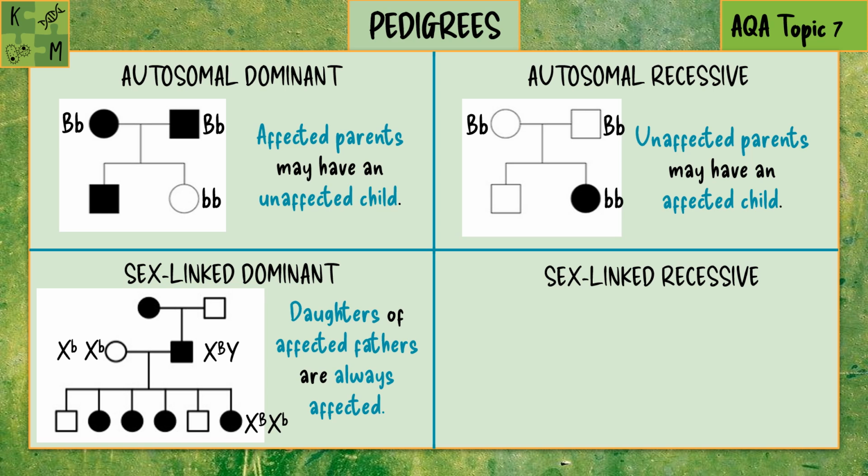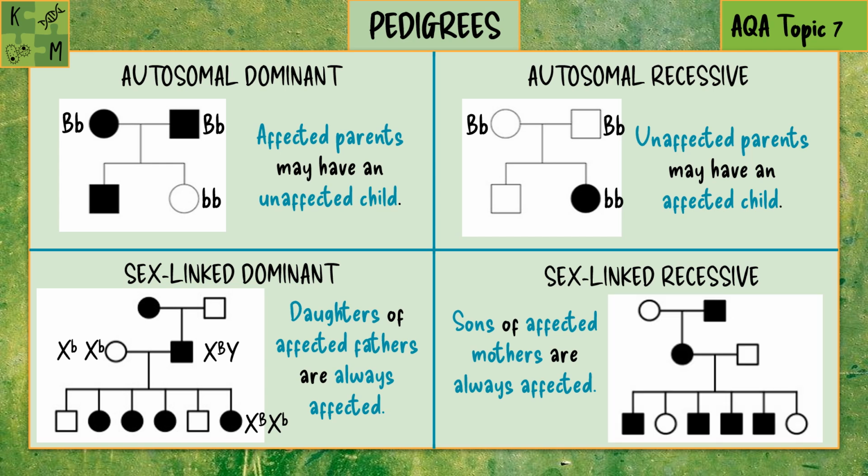For sex-linked recessive, we're looking for mothers and sons. So for here, any affected mothers, their sons would always be affected. So again, the males only carry one X chromosome. So here we can see the father is unaffected, and as this is a recessive condition, we can presume that he carries the dominant allele on his only X chromosome.